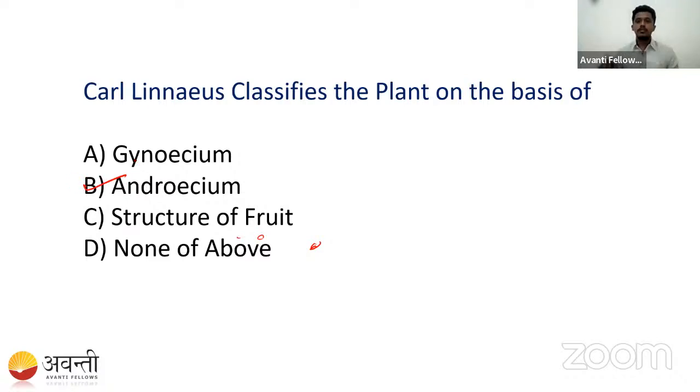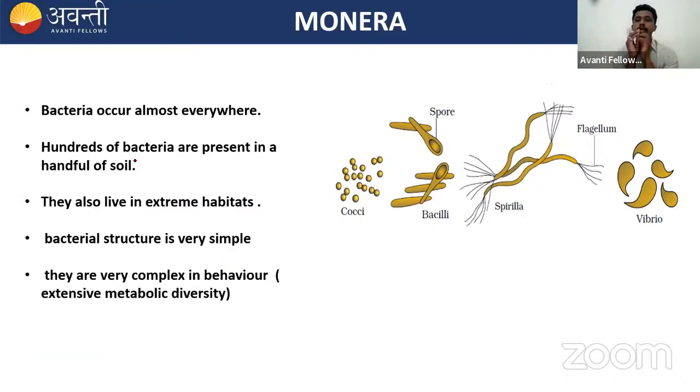So let's start the kingdoms. Kingdom Monera we're going to study. The sole members of kingdom Monera are bacteria. Bacteria are so high in number. There are trillions of bacteria in our environment. So it is very, very hard to study bacteria based on their characteristics. That is why we have to use certain tools to understand these bacteria. So let's see what the characteristics of bacteria are and how they are classified.